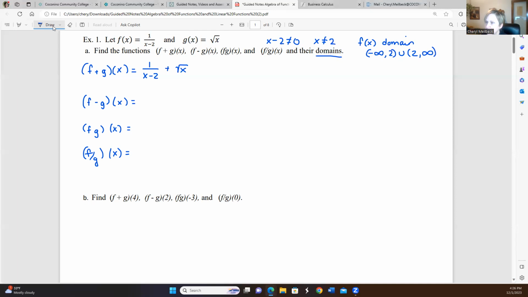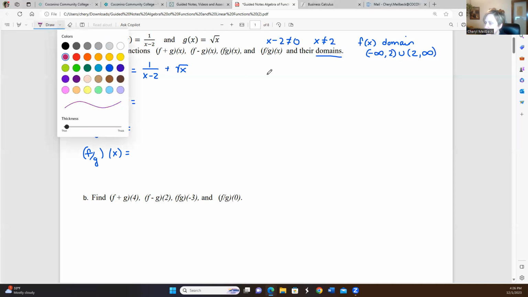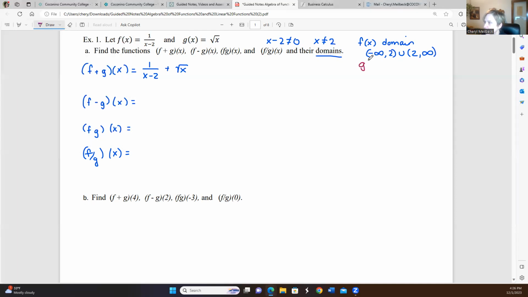If I look at my g of x function, let's do that in maroon. The g of x domain would be, let's see, underneath a square root, you can only have values that are 0 or positive. So here the domain is including 0 and to infinity. Let's look at where these domains overlap.